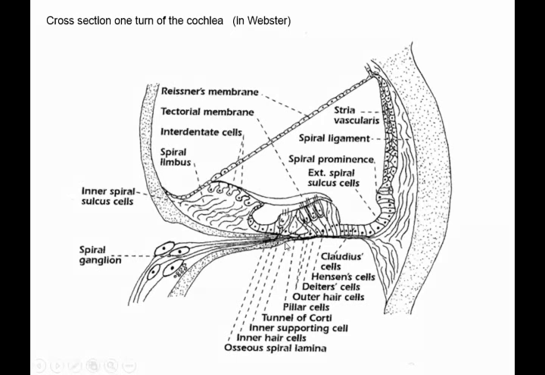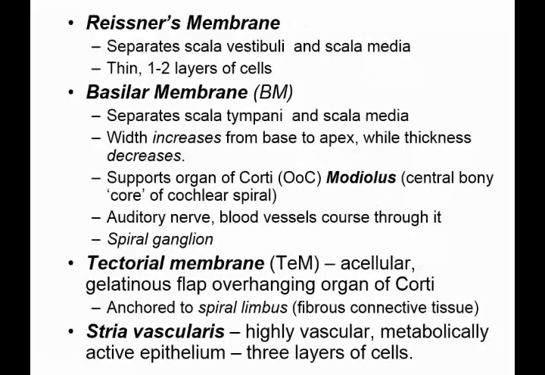Okay, let's define some of these things. First of all, Reissner membrane. What is that? I go back. Reissner membrane is the membrane that separates the scala vestibuli from the scala media. It's very thin. As I said, it has no functional significance. It's just one, two layers of cells.